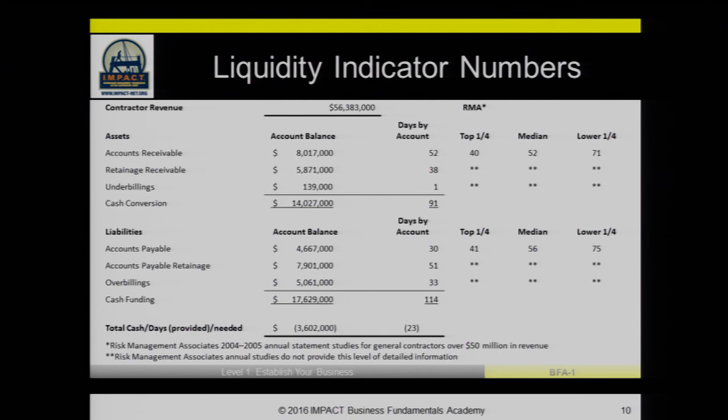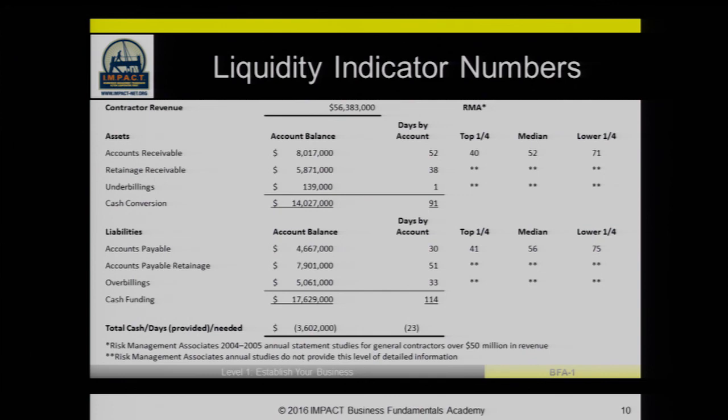And so you can see when you compare the liability side to the asset side, we actually have a positive variance here of about $3.6 million, which means that the funding is providing the cash for the asset accumulation in the accounts receivable, retainage receivable, and underbillings. And that's how we end up with a negative 23 days.